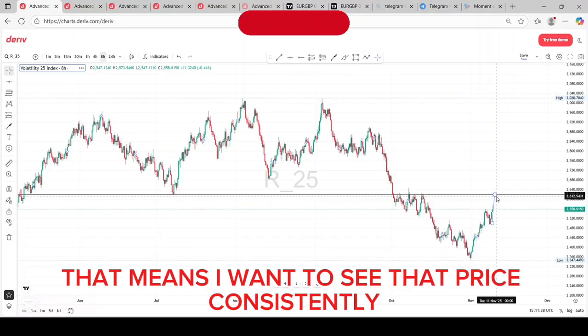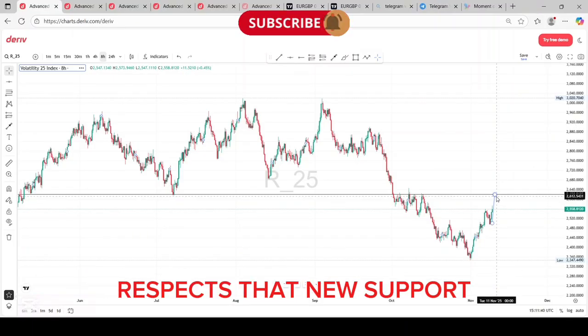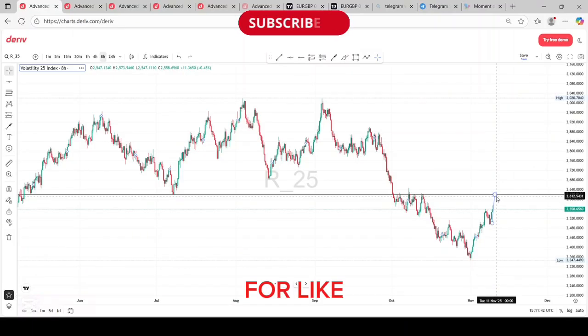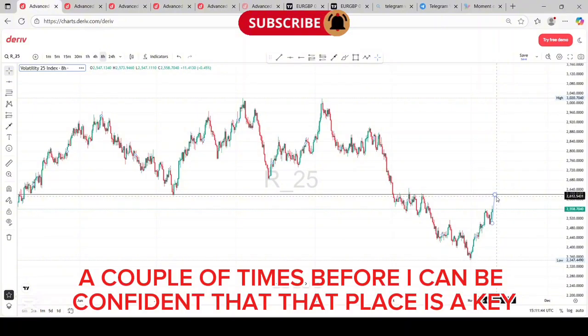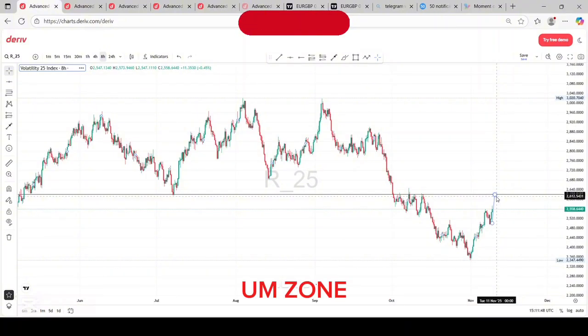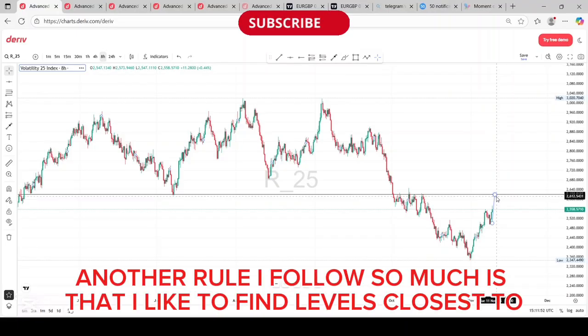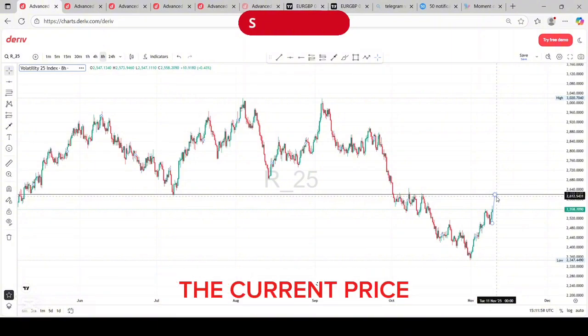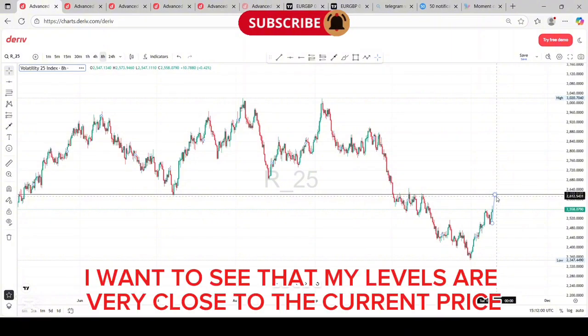That means I want to see that price consistently respects that new support a couple of times before I can be confident that that place is a key zone. Another rule that I follow so much is that I like to find levels closest to the current price. I want to see that my levels are very close to the current price.